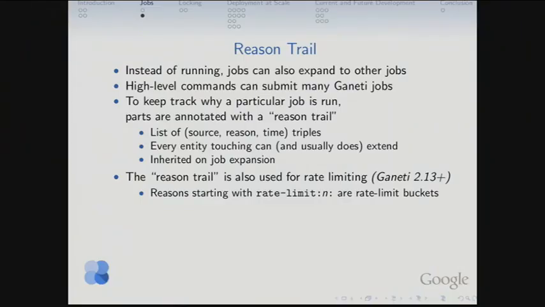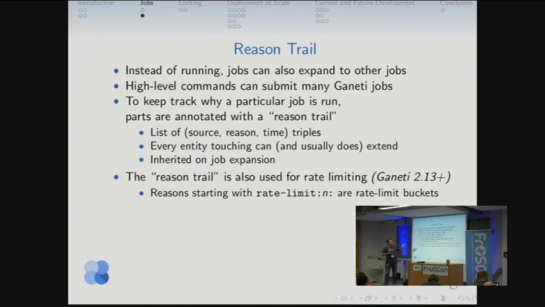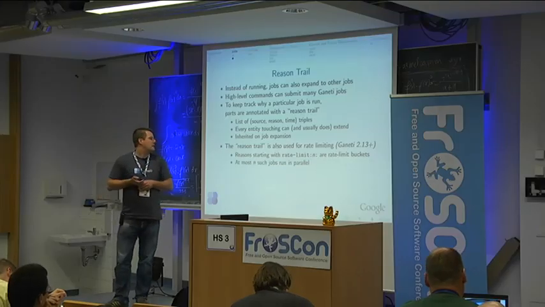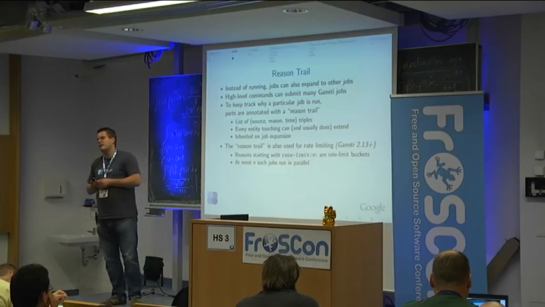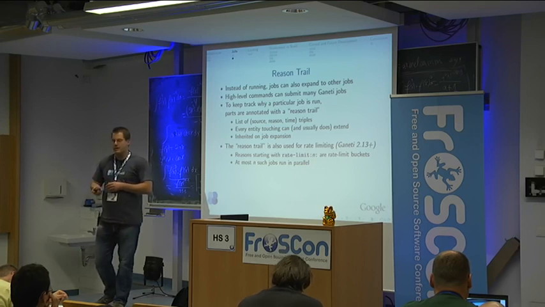And that's why a recent addition to Ganeti is saying, well, we can use that reason trail as it's convenient and group together operations that belong to the same task. Also to do some rate limiting, at least in ad hoc fashion, by having reasons where the name happens to start with rate-limit colon followed by a number, then these form rate limit buckets. The whole string forms a rate limit bucket, and Ganeti will make sure that only n jobs belonging to that reason run together.